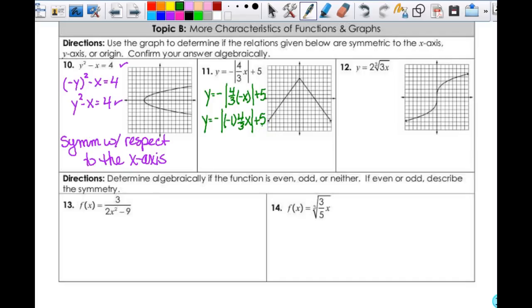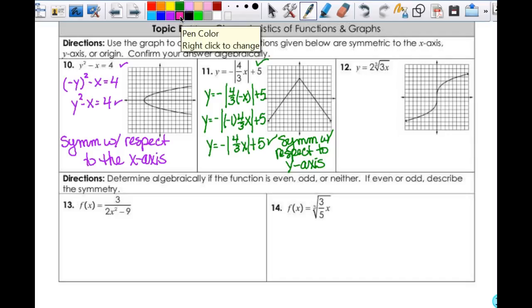So if I just take the absolute value, whatever this is, positive or negative, the absolute value of it makes it positive. So we really just end up with y equals negative absolute value of 4/3 x plus 5. This is the same thing. So this is symmetric with respect to the y-axis.